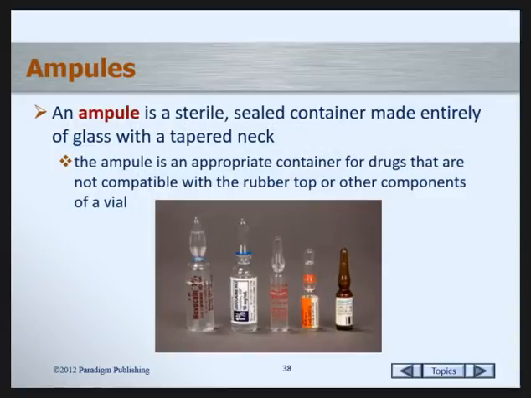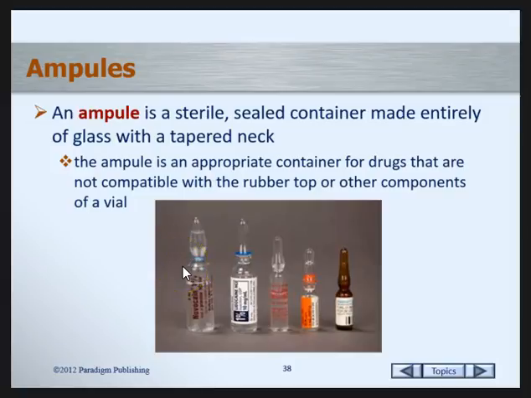Another vehicle that holds the medications that we use in a pharmacy to make admixture bags is an ampule. An ampule is a glass container. It is sterile and sealed and made entirely of glass and has a tapered neck. The ampule is an appropriate container for drugs that are not compatible with the rubber top or other components. Now, as you see here, ampules do have some slight variances in the look of the top, or what we call the head of the ampule.